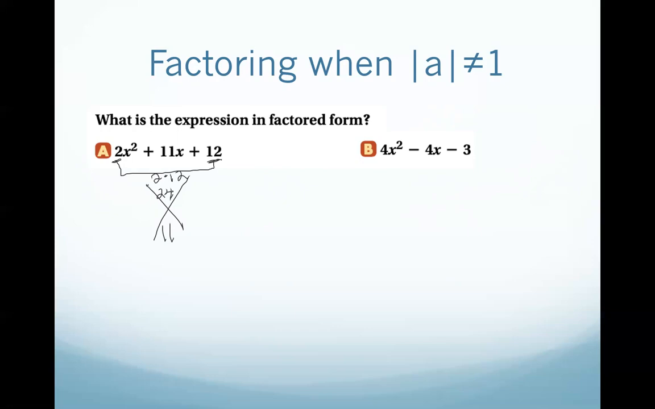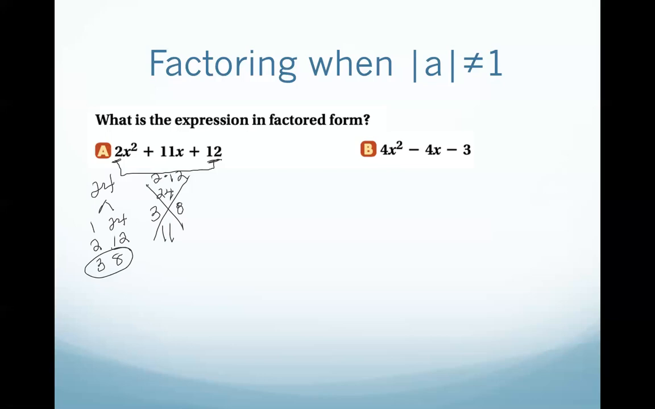Now, if I could divide everything evenly by 2, that's our greatest common factor. And remember, that's always going to be the first thing we check for. So in this case, I want two numbers that multiply to 24 and add to 11. So 1 and 24, nope. 2 and 12, nope. 3 and 8, that works. 3 times 8. Now this is a little bit of a different step. 3 and 8 add up to 11.